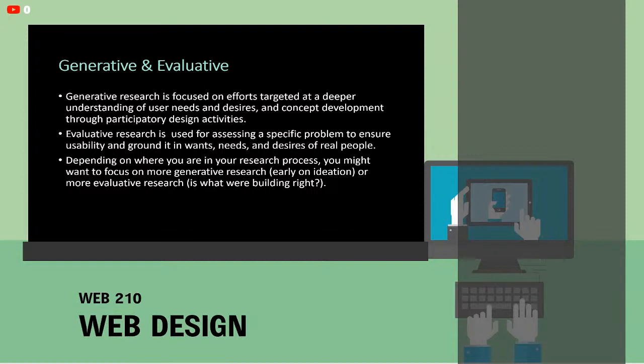And so depending on where you are in your research process, you might want to focus more on generative research, especially if you're in early stages of ideation, or more evaluative research. Is this right, what we're building? Are we on the right track? Can people meet their goals by following this design?